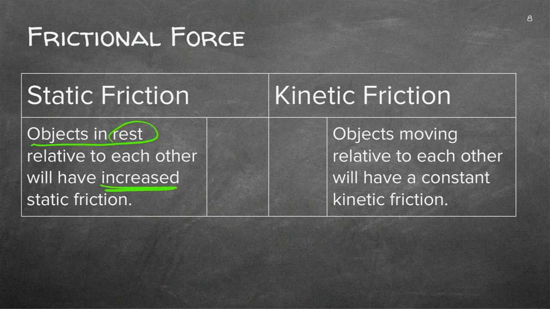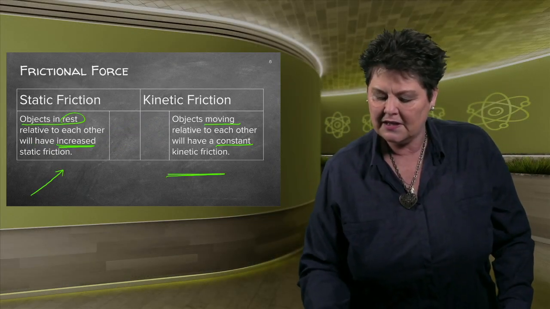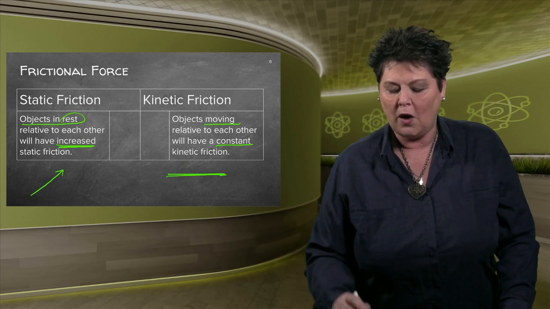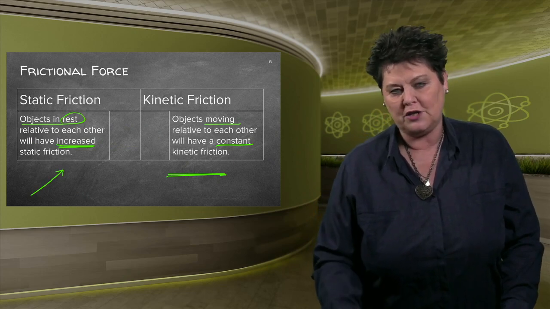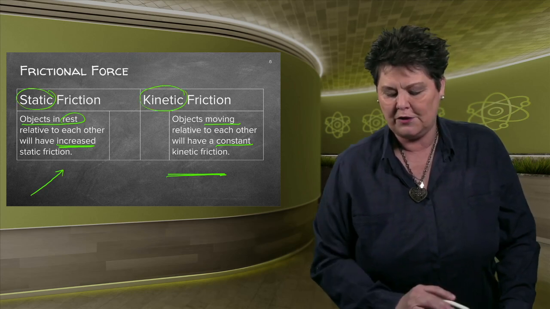You push the car and this friction increases. Whereas when it moves, it stays constant, because it's now moving on that surface and now it stays exactly the same. So what do we know about friction? We've got static friction and we've got kinetic friction.